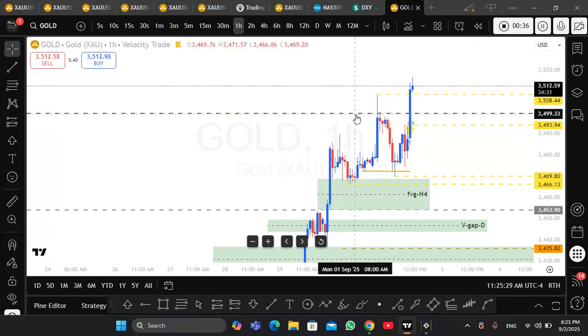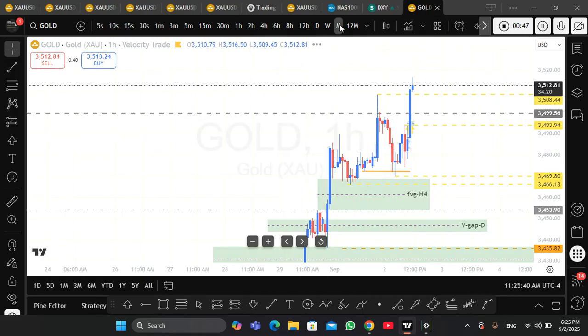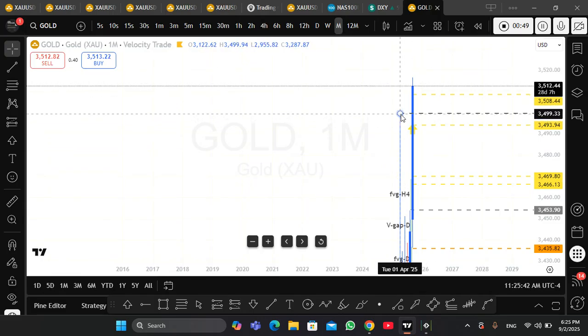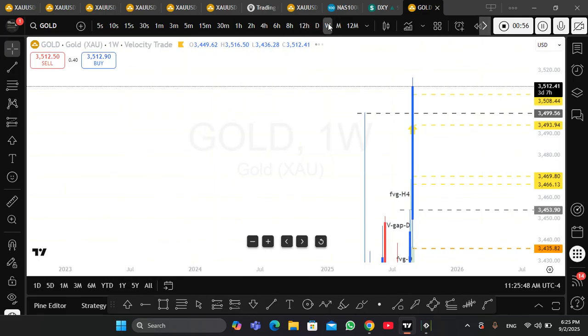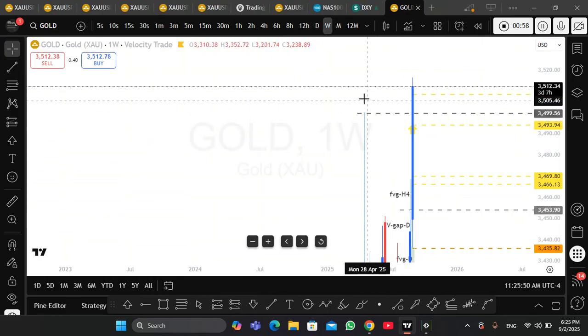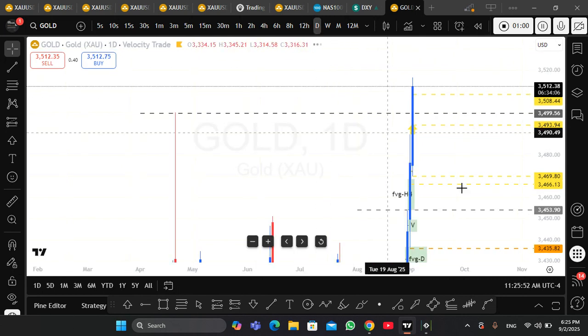Once the market reached the high of the month, this 3,499 or 3,500, this is the high of the month. This line is the high of the month. Okay, this is the line, and when I change to weekly, the line is the same, monthly and weekly high.